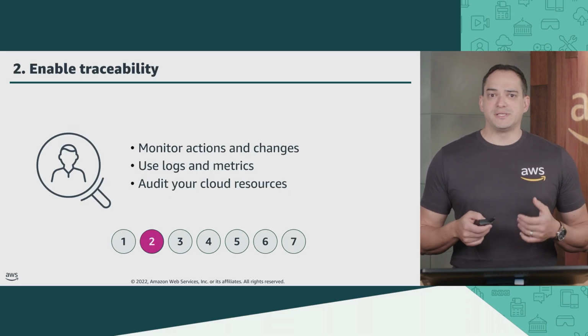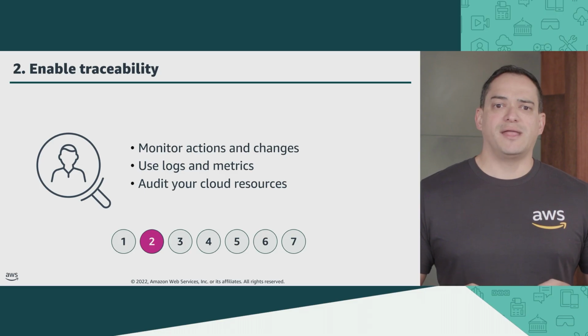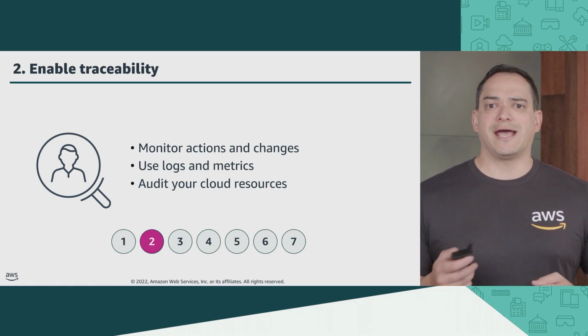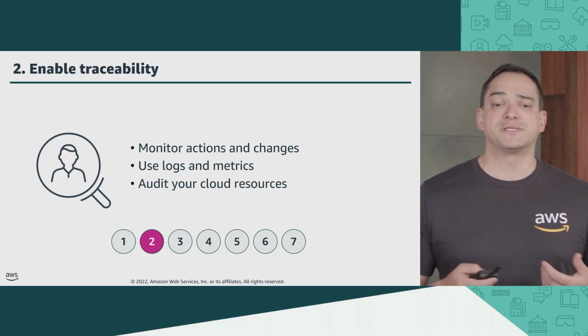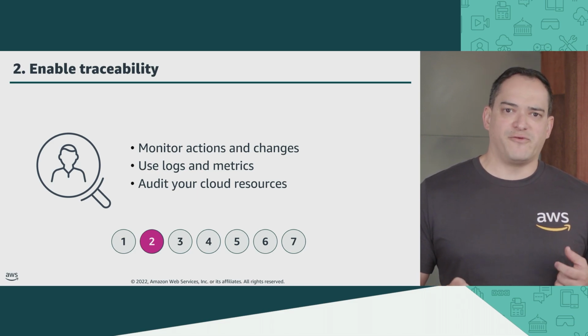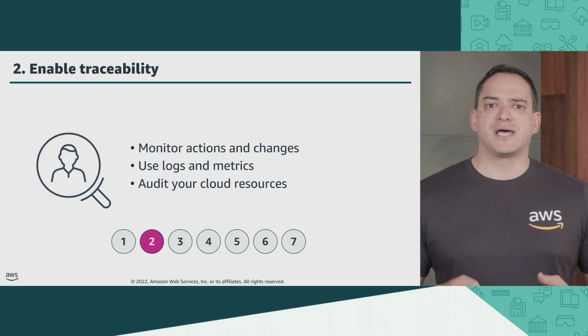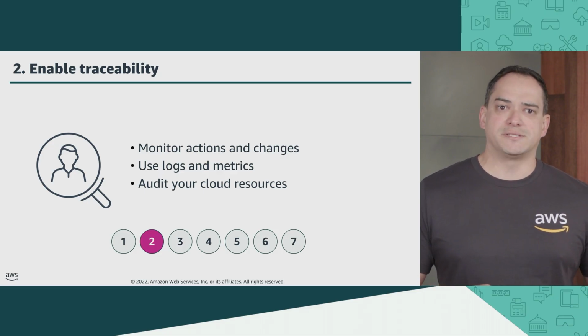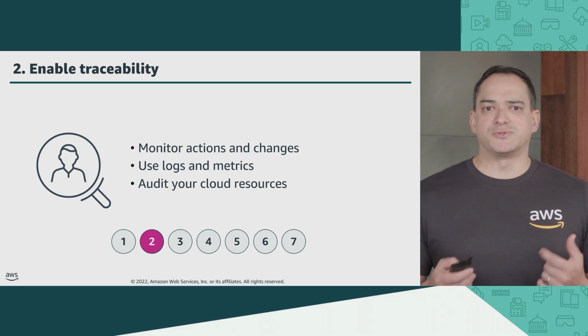The second principle is to enable traceability. With AWS, you can monitor, alert, and audit actions and changes to your environment in real time. AWS provides native logging as well as services that can provide greater visibility in near real time for occurrences in your environment. Integrate these tools with your existing logging and monitoring solutions.